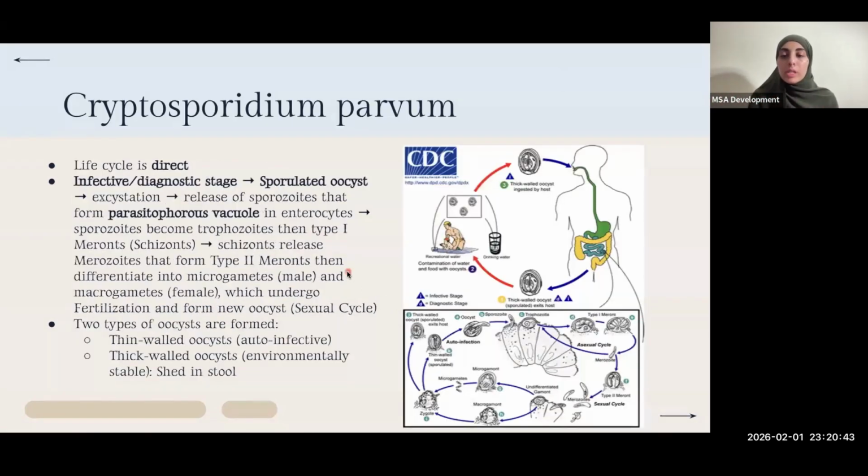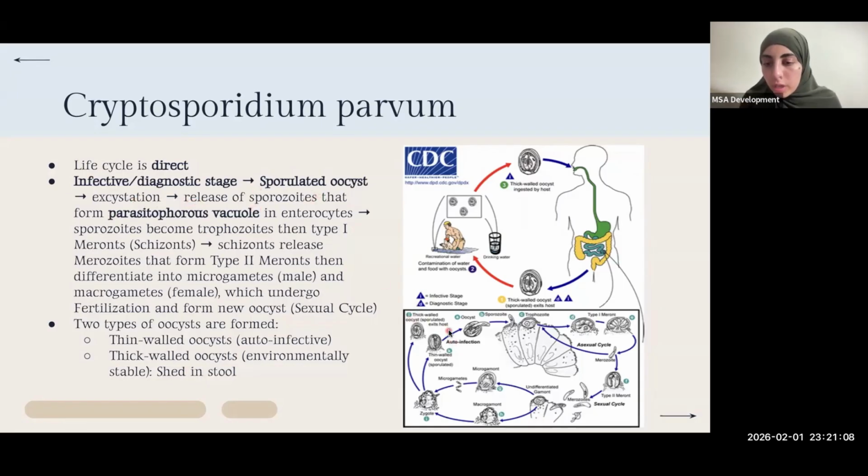What is the life cycle? The life cycle is direct, okay? Just like the previous two. We do have the infective and diagnostic stages. So we have a sporulated oocyst. This is the infective stage. When it goes inside, it will undergo excystation, which allows it to release sporozoites.